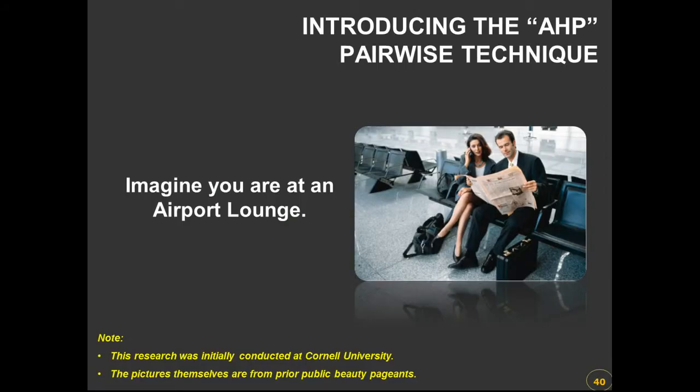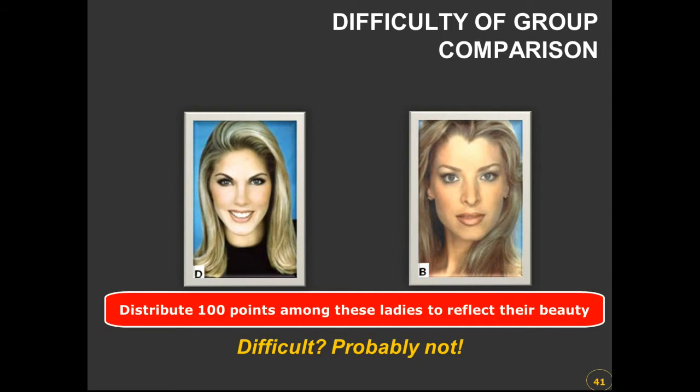The best way to explain the AHP process is through a simple example. Imagine you're at an airport lounge waiting for a flight. While watching the TV, pictures of two beautiful women are presented to you, and you're asked to distribute 100 points among these ladies to reflect their beauty. Your personal choice. You might say 60, 40, 30, 70, whatever the number is. Probably it's not very difficult.